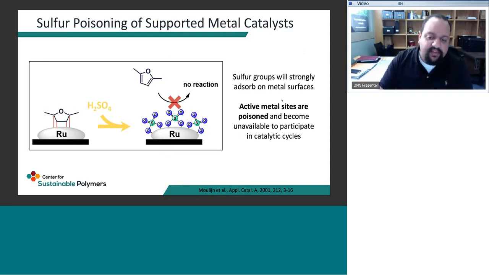So looking at the case of poisoning, especially with these sulfur compounds, when you think of a metal catalyst like ruthenium and you're trying to perform this furan hydrogenation, for example, if you have something like sulfuric acid around in solution, a lot of these sulfur species will very strongly bind to the ruthenium surface and not allow any other reactants to adsorb and undergo a catalytic cycle. So some of these poisons can be a serious issue and can very quickly destroy a reactor system.